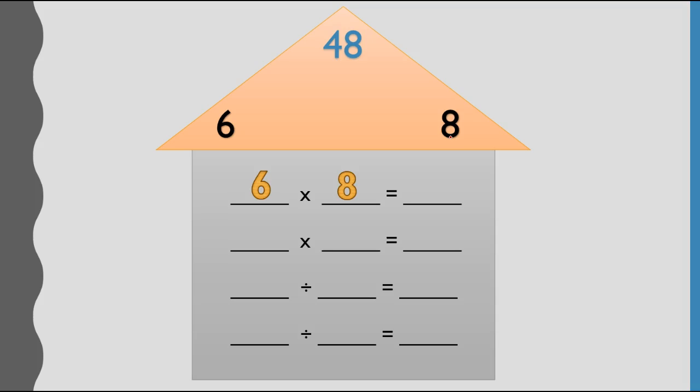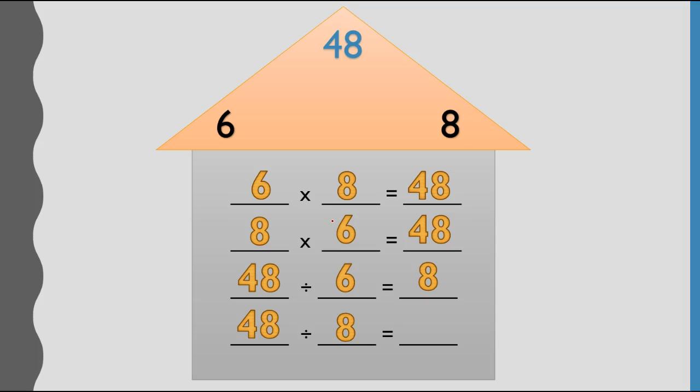So if you know 6 times 8 equals 48, then because of the commutative property of multiplication, you know that 8 times 6 is also 48. You can just switch these two numbers around. And then because of the reciprocal nature of multiplication and division, now you can go backwards and say 48 divided by 6 equals 8. And you can also say 48 divided by 8 equals 6. Once you understand this reciprocal relationship between multiplication and division, it makes division not seem so scary.